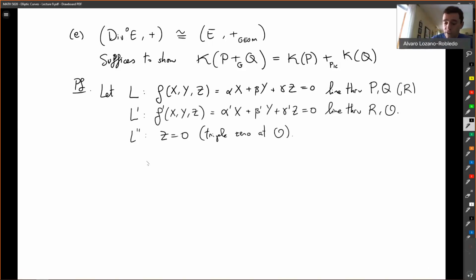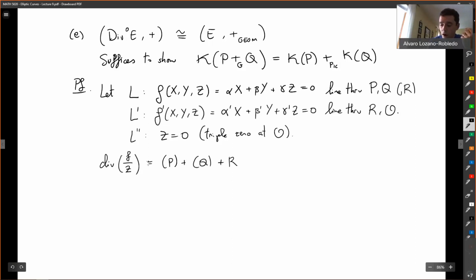So then what happens with the divisor of the function F over Z? The function F has precisely 3 points where it vanishes on the elliptic curve, by definition of the line L, it is vanishing at P, at Q, and R. And Z has a triple vanishing at O. So this divisor is P plus Q plus R minus 3O.